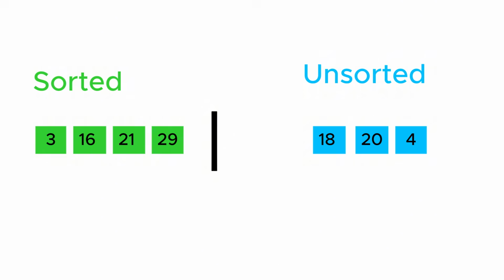Next, we take 18 and follow the same steps. Compare it with each number to its left, shift larger numbers to the right, and insert 18 at its correct position. Then we take 20 and finally 4, repeating the same process. Let's enjoy watching the algorithm sorting the rest of the numbers perfectly into their places.